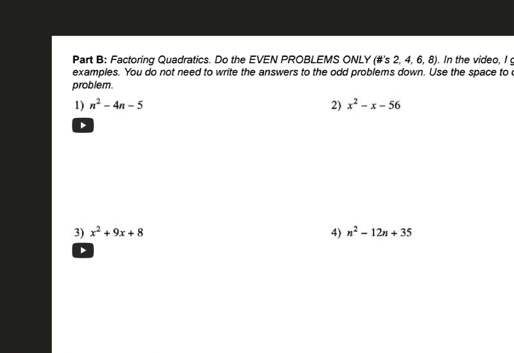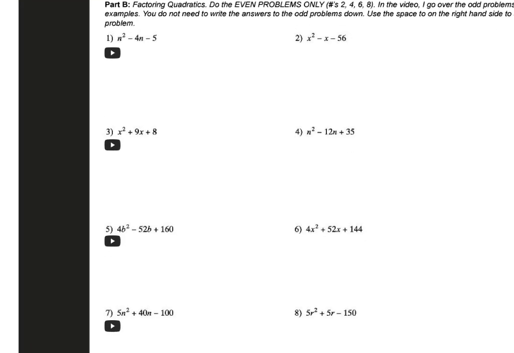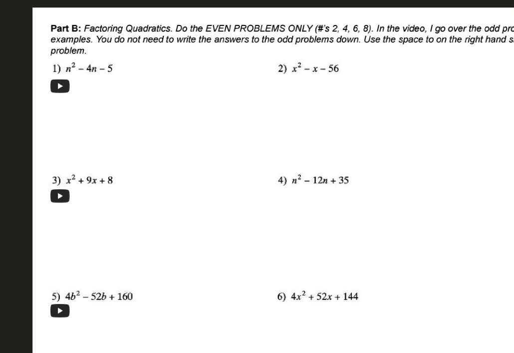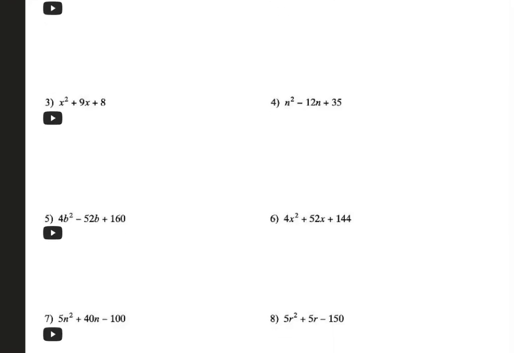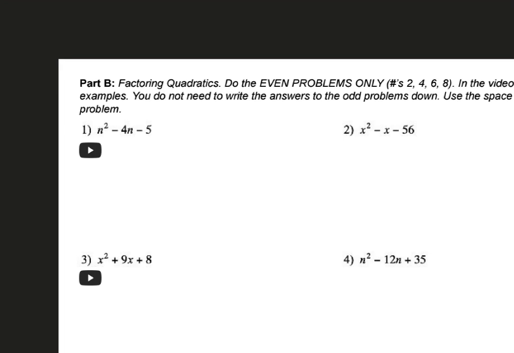All right, now some factoring problems here. For this set of problems, you don't need to write down 1, 3, 5, and 7. You do need to do 2, 4, 6, and 8. These are just examples to help you. Looking at number 1, first thing we're going to do is check for GCF. If there's no coefficient in front of your squared term, that means there's not going to be a GCF. However, this is a quadratic, so we are going to be able to factor using the box. So n squared minus 4n minus 5.